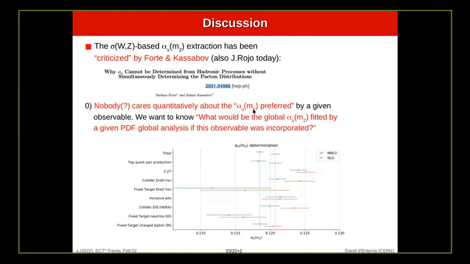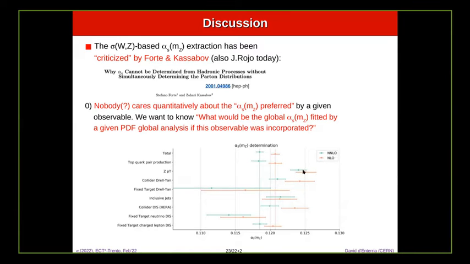I don't know why Juan was emphasizing that there is no alpha_S preferred by a given observable. In reality, we do not care if this term is valid or not. What we would like to know is what would be the global alpha_S fitted by a given global PDF fit analysis if a given extra observable was incorporated into the global fit. So say now, if NNPDF 5.0 incorporates the inclusive W and Z cross sections, what would be the alpha_S value that they would fit?